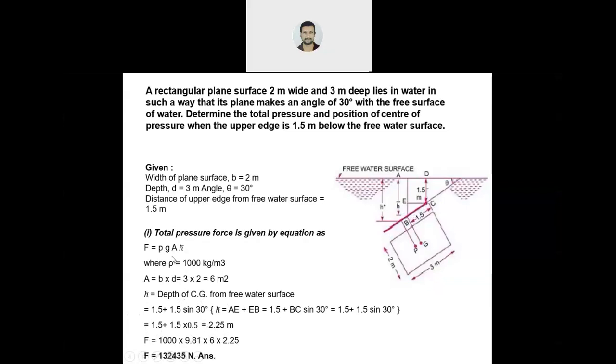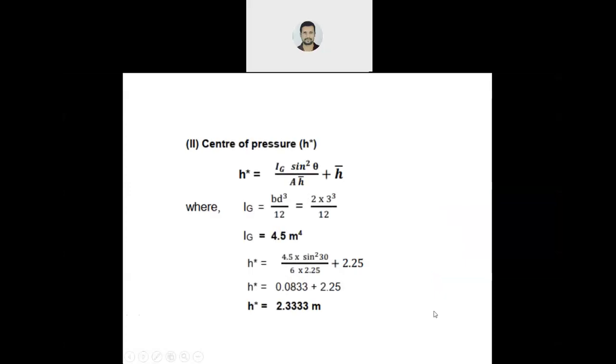So your force will be rho g A into h bar. A is 2 into 3, h bar you have just calculated. Rho you know is 1000, g is 9.81. So you will get the force coming this much. Clear? Next, center of pressure. For the inclined case, we will multiply with sine square theta, and Ig will be the same, BD cube by 12. So put all the values, you will get the value of center of pressure. It is coming this much.